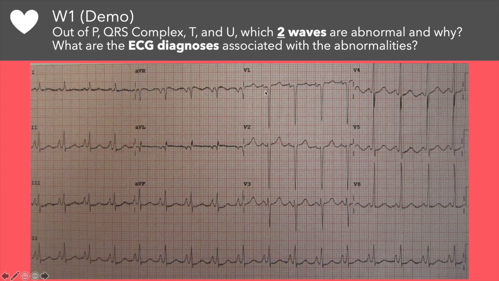If you add the magnitude of V1 and the magnitude of V6, that's about 9 big boxes. Greater than 7 big boxes is about 35 millimeters or more. That meets criteria for left ventricular hypertrophy.